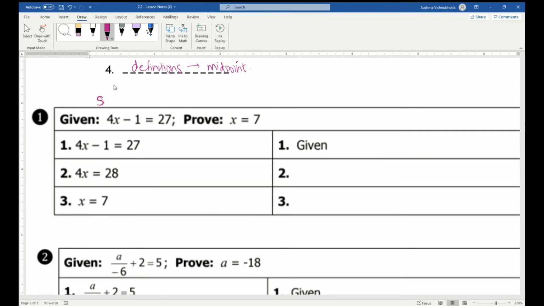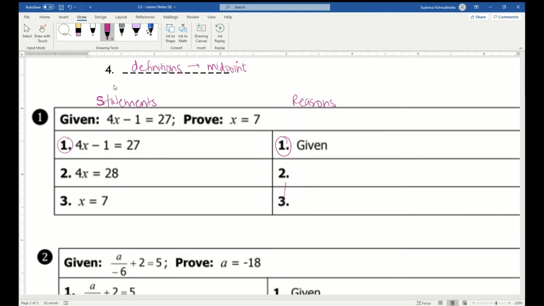So in this T-chart here, you're given some information, you're asked to prove something. The left-hand side has the statements listed here, and the right-hand side has the reasons. So I guess all of them are statements, but they also match up. So every statement and reason needs to match up. And you always start with a given.